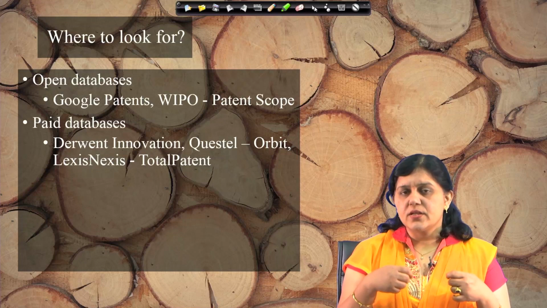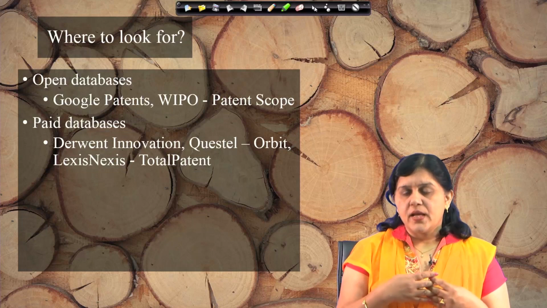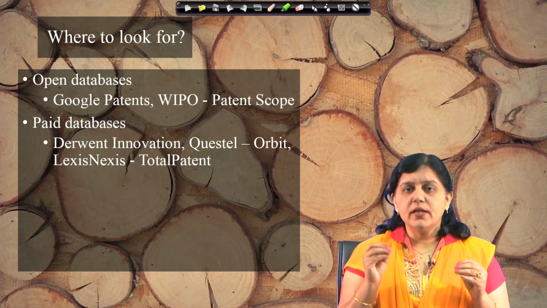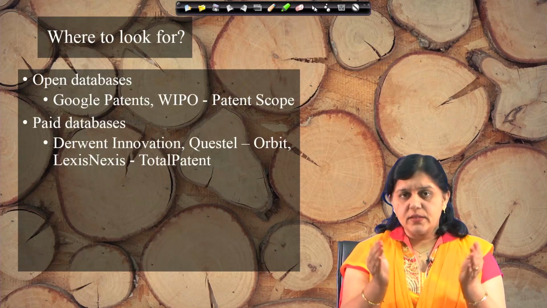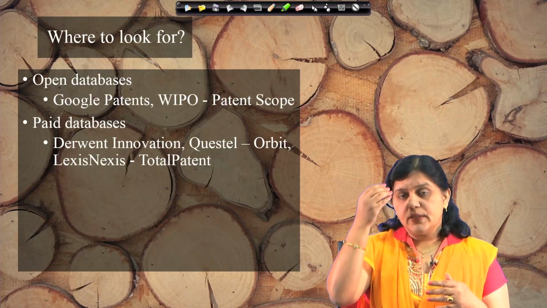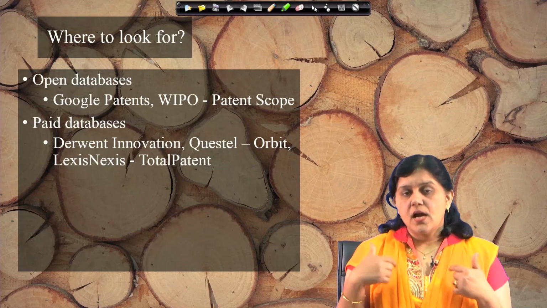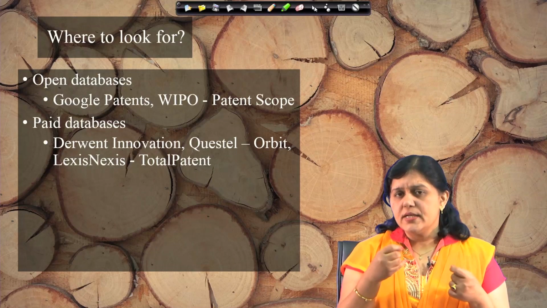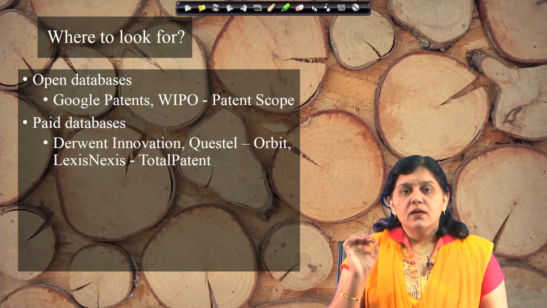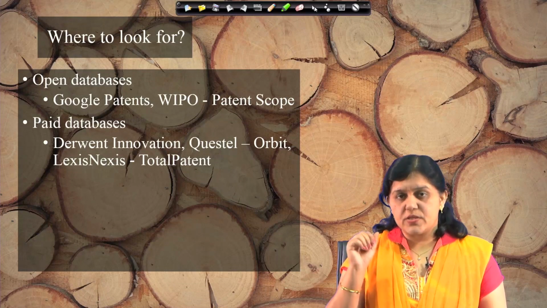In a paid database, I will give you the example of Derwent Innovation. How exactly does it work? In Derwent Innovation, whatever patents are available from the world, the team, the scientists who are present there, will read that patent carefully. We have already discussed the parts of the patent document, and in that we have said that claim is the heart of the patent. You should not believe the abstract.